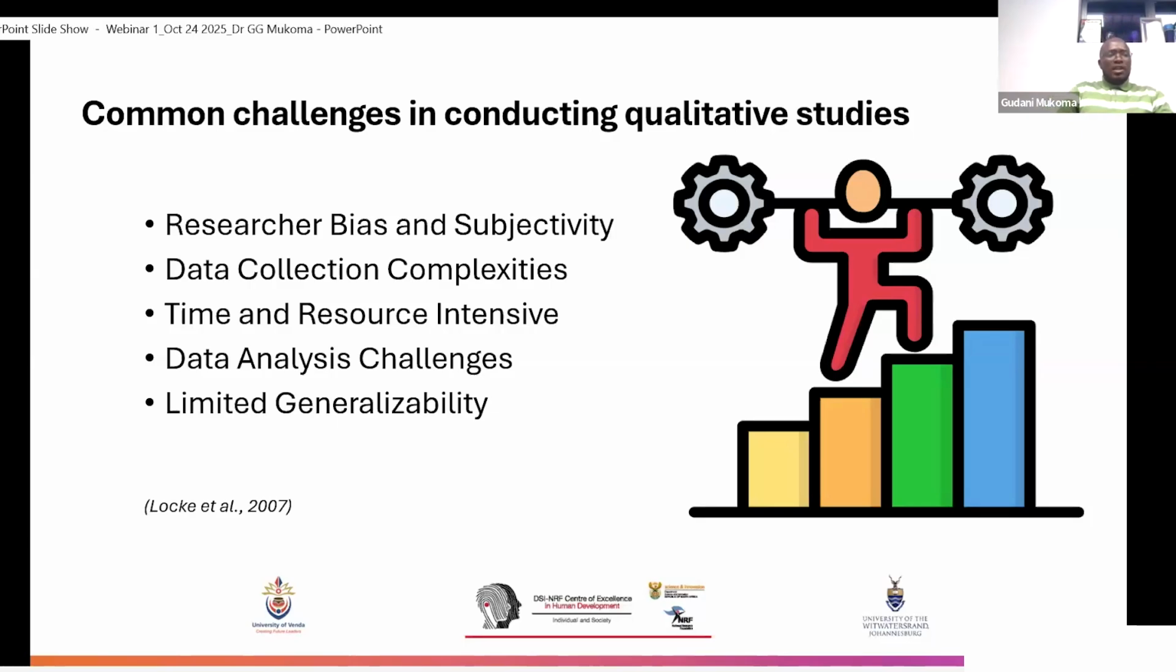There's also the issue of data collection complexities. So you must understand that as much as it sounds easy to just have a conversation with someone or interview someone face to face, and you get to record their responses and so forth, collecting qualitative data through interviews, focus groups, or observations requires very careful planning. And what I mean by this is that the environment where you're going to be conducting this qualitative data collection needs to be a suitable environment for the data collection to take place.